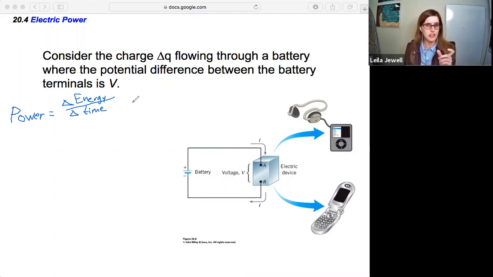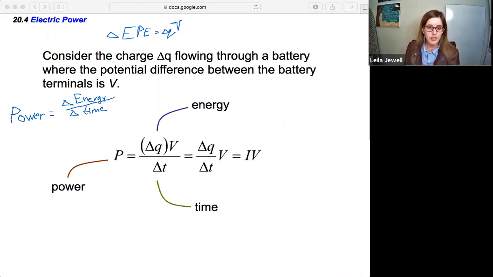And if we know a charge and a potential difference or voltage, we can use that to describe the energy, right? Remember, we can say that the energy, specifically the change in electric potential energy, is equal to delta Q times the voltage. So that's what we're going to use here. If we plug in, our power is equal to the energy, delta Q times V, divided by the time, delta T, and then we're going to group it slightly differently to help ourselves out.